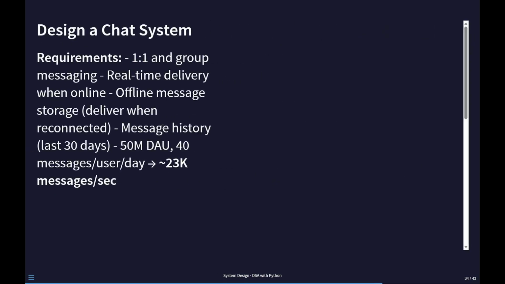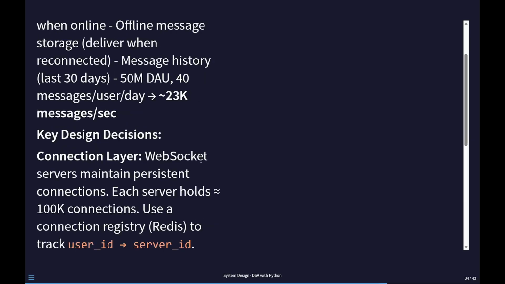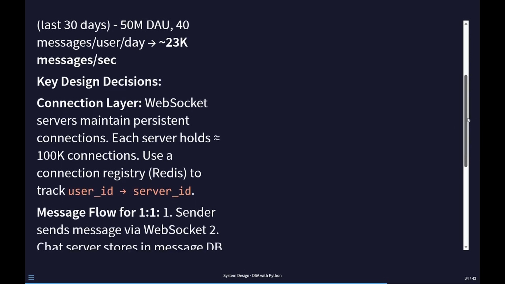Design a chat system at scale: one-to-one and group messaging, real-time delivery when online, offline storage and delivery, 30-day message history, and 50 million daily active users sending 40 messages each per day. That is 23,000 messages per second. Click. The key architectural decisions.